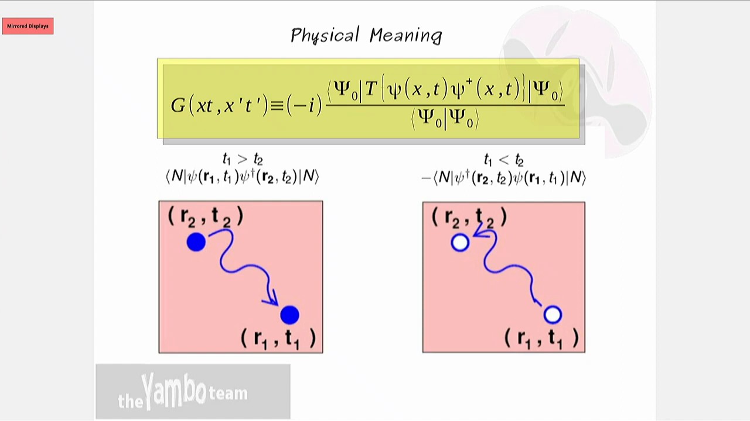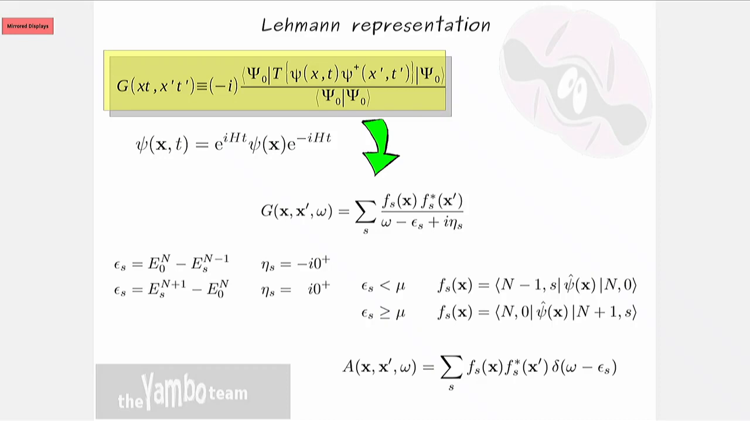The important thing is that you can expand. This Green's function is actually an object that contains exact information about your system, because if you expand it within the completeness relation for any states of your system, then you can realize that this Green's function will have this expansion in terms of poles, and the poles of the Green's function are the exact excitation energies of a system.